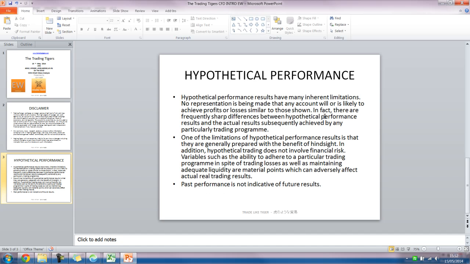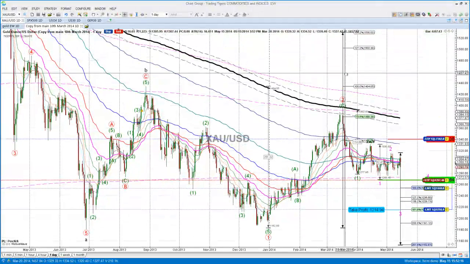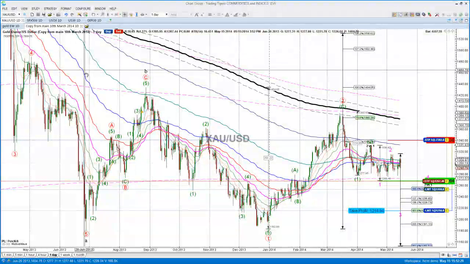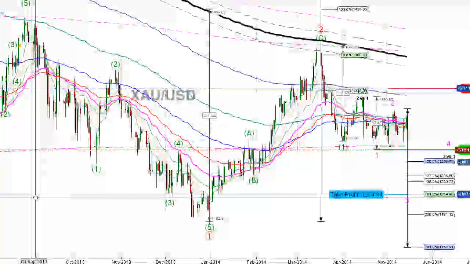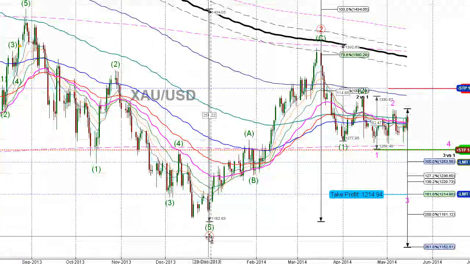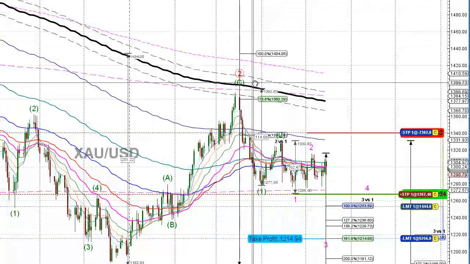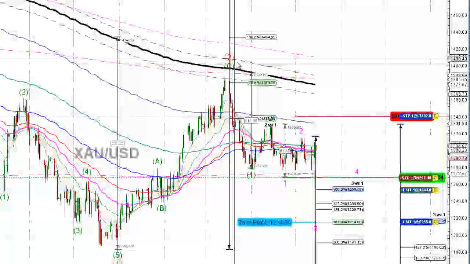Okay, fine. Let's look at some charts. So, what have we got here? We're on the daily chart, right? We're looking at gold against the US dollar. Okay, so we're currently in a wave 3 of the primary wave. The wave 3 primary wave.